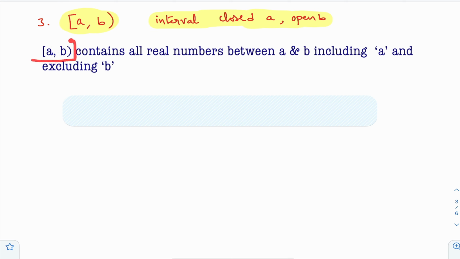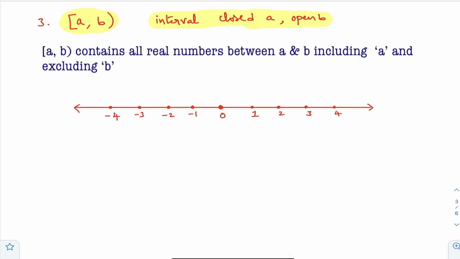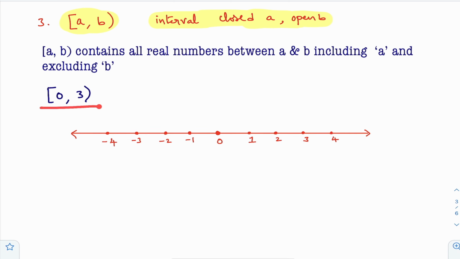So how do you read it? You read it as the interval closed a, open b. It contains all real numbers between a and b, including a, excluding b. We will try to understand this on the number line. You observe this. How do you read it? The interval closed 0, open 3. What does it contain? Interval closed 0, open 3 contains all real numbers between 0 and 3. 0 is included, 3 is excluded. So how do you mark this on the number line? See, 0 is included, right?